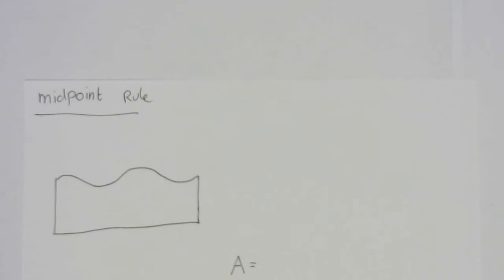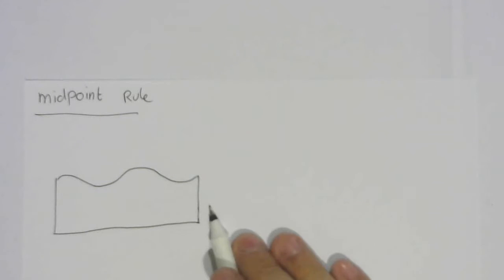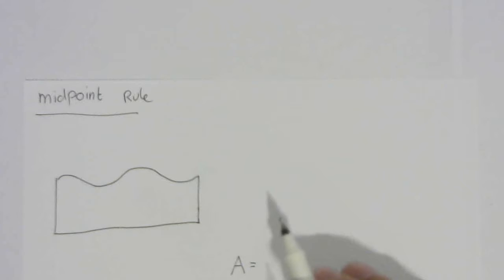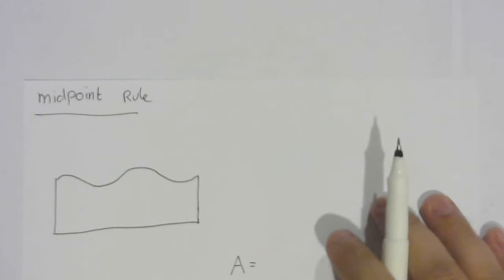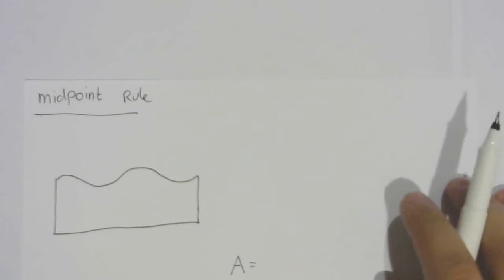Okay, here we have an irregular shape, and we want to calculate the area of this irregular shape. Now, one way we can do this is using the trapezoidal rule. Another way is the midpoint rule.